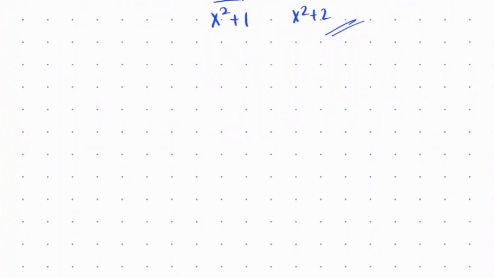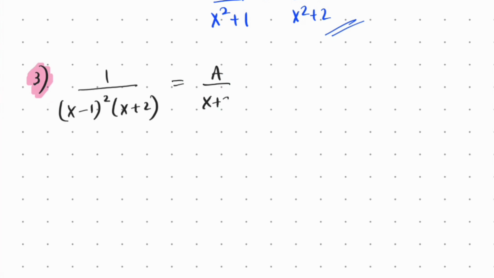Now, the third one. The third one is a little different. Okay, now something like this. Let's say you have (x minus 1) whole thing squared and (x plus 2) maybe, right? And you will usually write it like this: A over x plus 2, plus some B over x minus 1, since x minus 1 is linear and repeating, so you will have to add this term too.